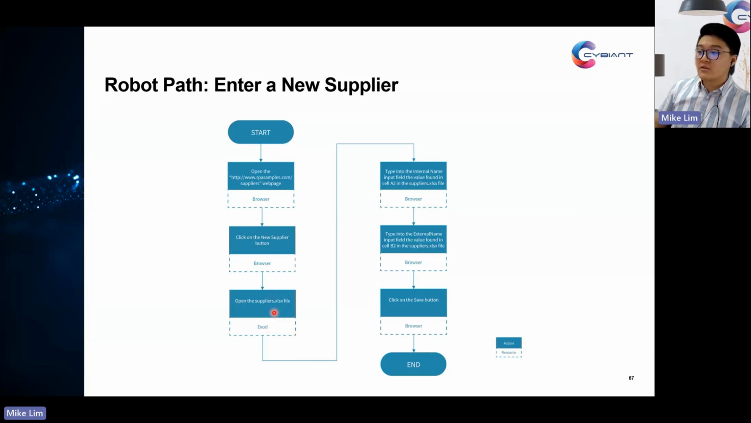supplier file, which is the Excel file, and then type into the internal name. You get cell A2 to the browser, and cell B2 to the supplier, which means the internal name and the external name. Of course here I'm going to do one extra step, which is to indicate the industry as well. So there should be one extra column box here before it saves. Click the save button to save the data that we entered.